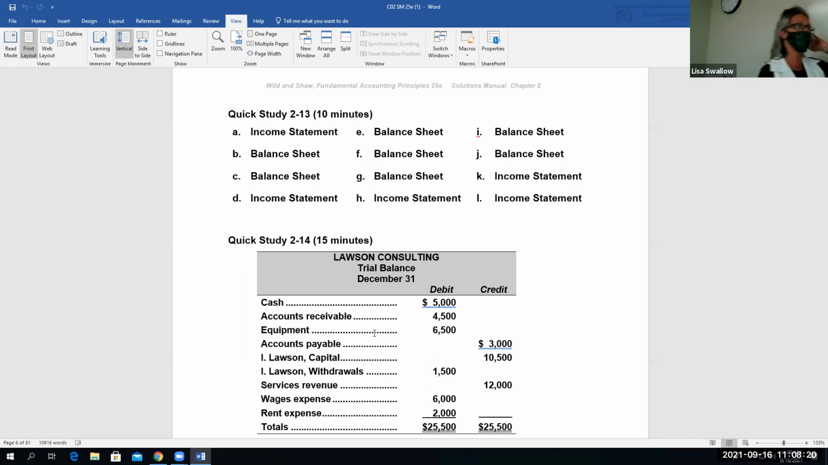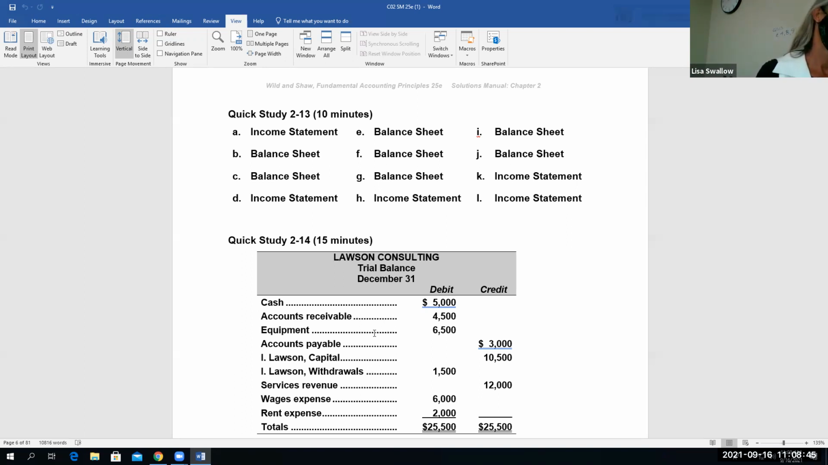Accounts receivable. What kind of account is that? It is an asset. And how did you know that? It had the word receivable on it. Asset, and it shows up on the balance sheet. And what type of normal balance does it have? Debit. Excellent.